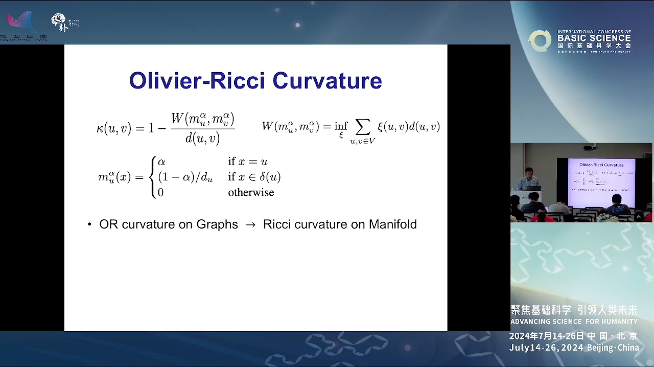Why did they define the Olivier-Ricci curvature? What's the relationship between this Olivier-Ricci curvature and the Ricci curvature in manifolds? There is a simple proof. Essentially it says that as this network gets denser and denser, it's more like a manifold, and the Olivier-Ricci curvature eventually converges to the Ricci curvature in the manifold. So essentially you can think of Olivier-Ricci curvature as a discretized version of Ricci curvature.